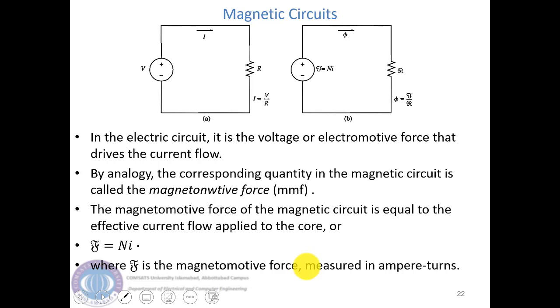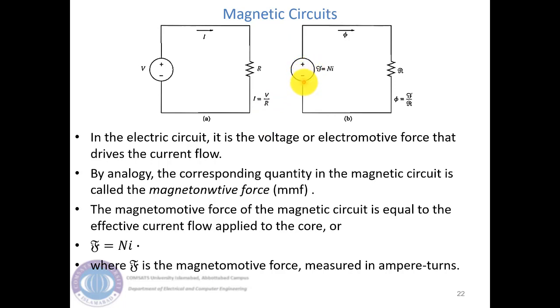Now let's look at the solving methodologies of these magnetic circuits. First of all, we will make some analogies between the electric circuit and magnetic circuit so that we can easily understand how to solve them. In the electric circuit, we have the voltage, known as the electromotive force, which is basically used to drive the current through the circuit. By analogy, we have the same quantity in magnetic circuits, which we call the magnetomotive force or MMF.